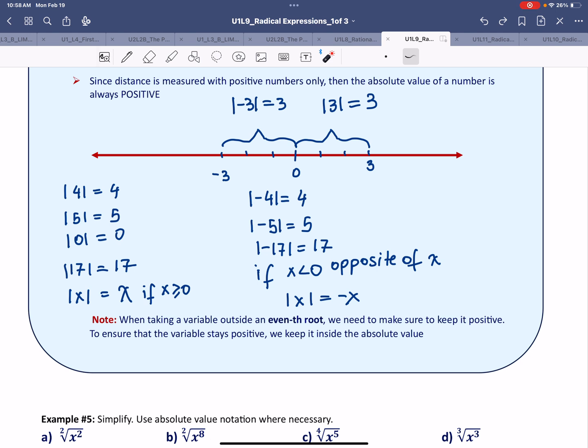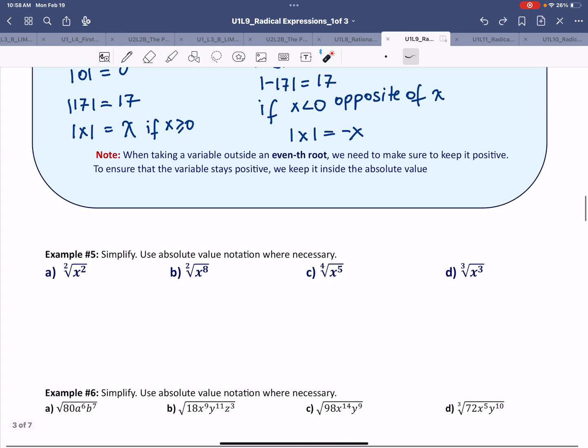So when do we have to worry about making sure that whatever comes outside the radical is positive? Only when we have an even root. When we have odd roots, we don't really mind. Either a positive or a negative will actually have a value, so we'll get the value of them.